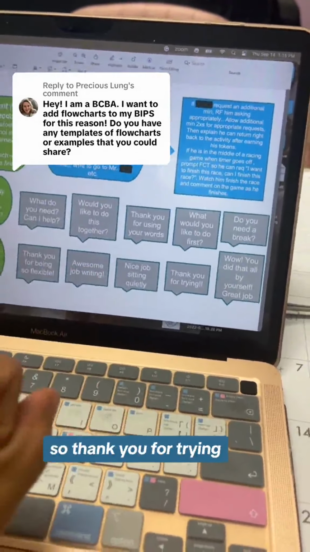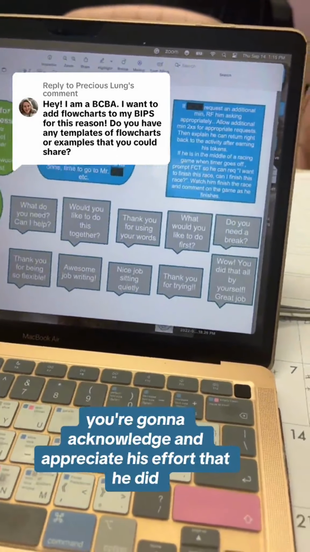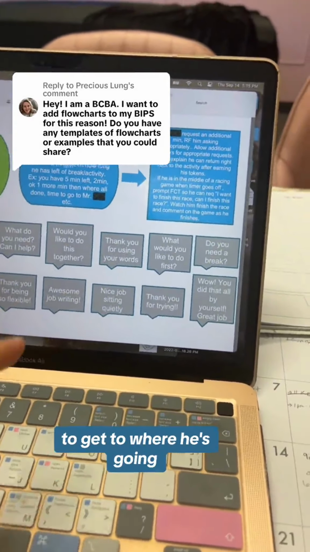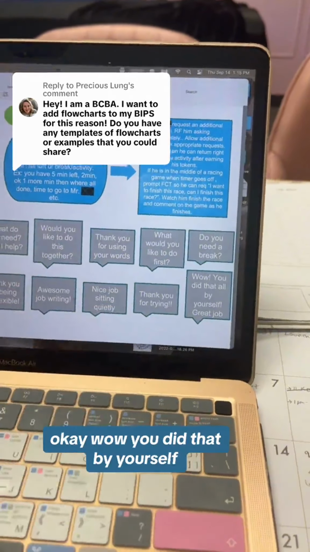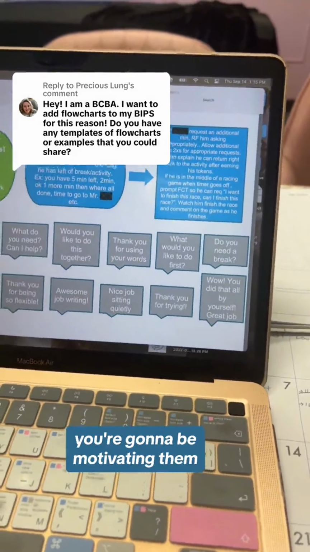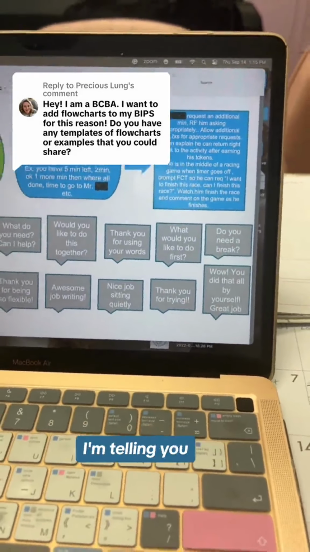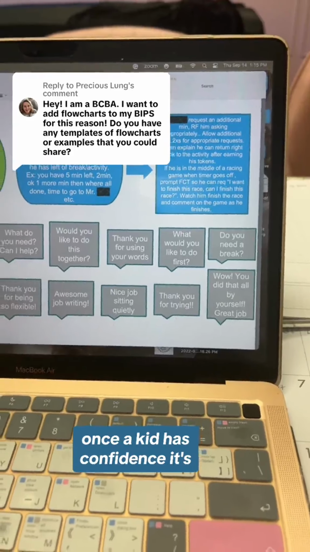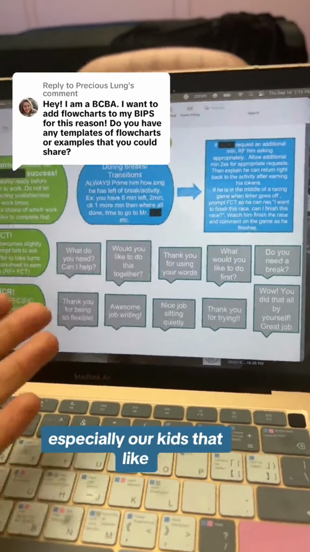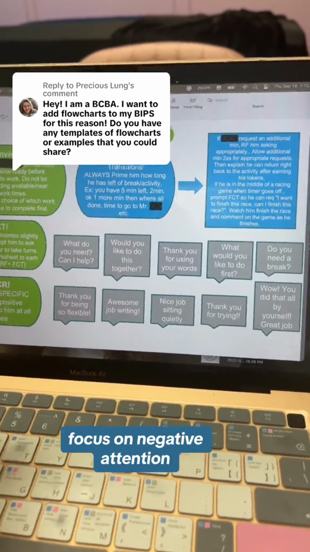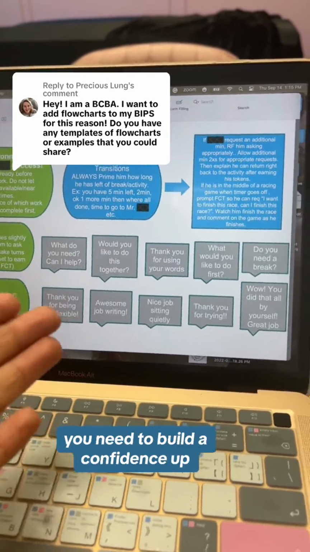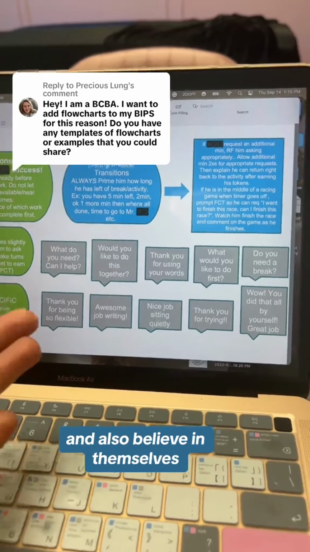So thank you for trying. You're going to acknowledge and appreciate the effort he made to get to where he's going. Okay, wow, you did that all by yourself. Great job. You're going to be motivating them and building their confidence. I'm telling you, once a kid has confidence, that's what they need, especially our kids that focus on negative attention. You need to build their confidence up because they need to trust you and also believe in themselves.